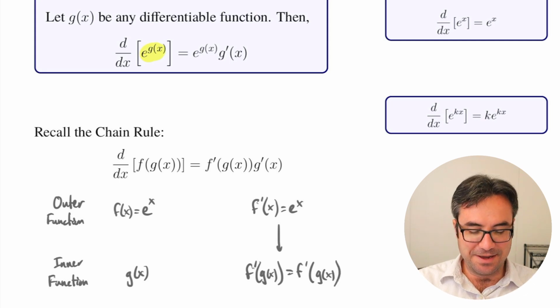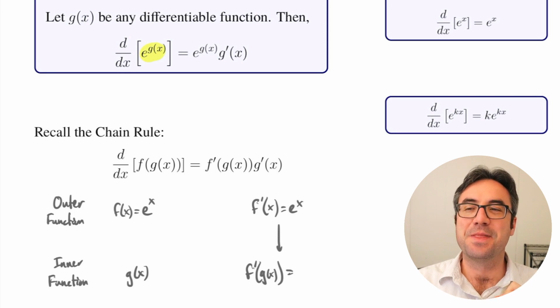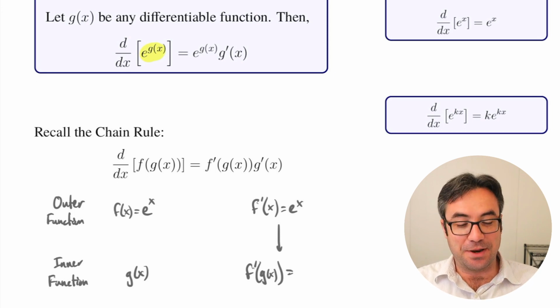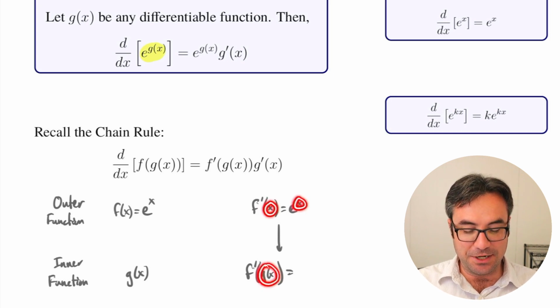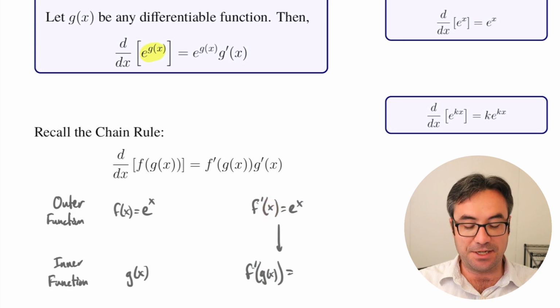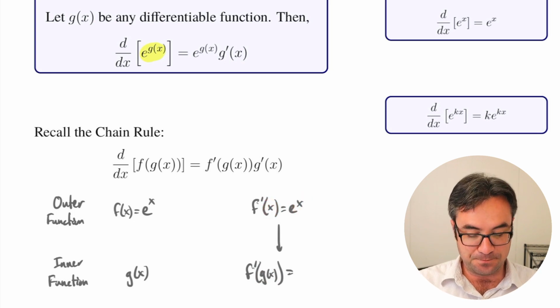Wherever I see an x here, I'm going to replace that with g of x. Oops, I wrote it twice. No, let's actually do it, not for pretend. Wherever we see an x here, let's plug in g of x. So I'm going to plug g of x here, and then I'm going to plug a g of x here.